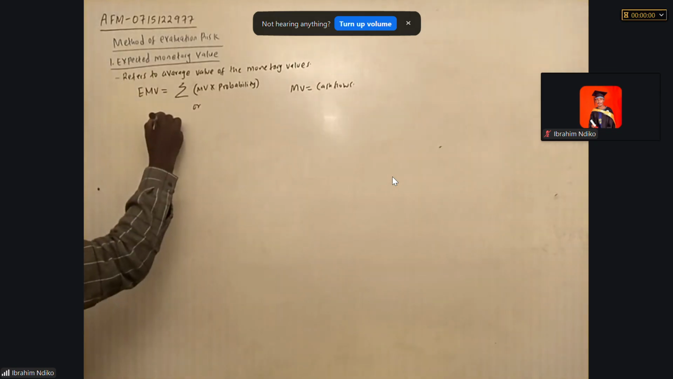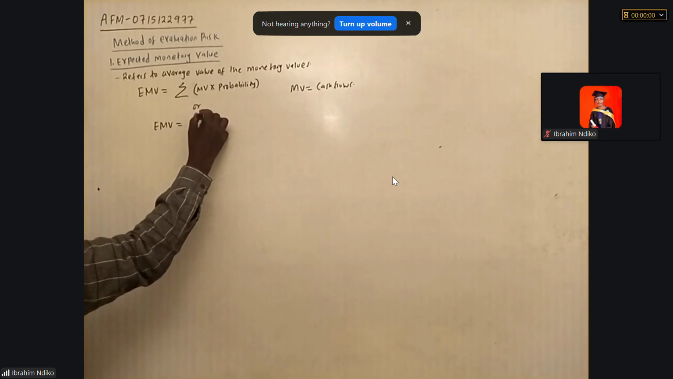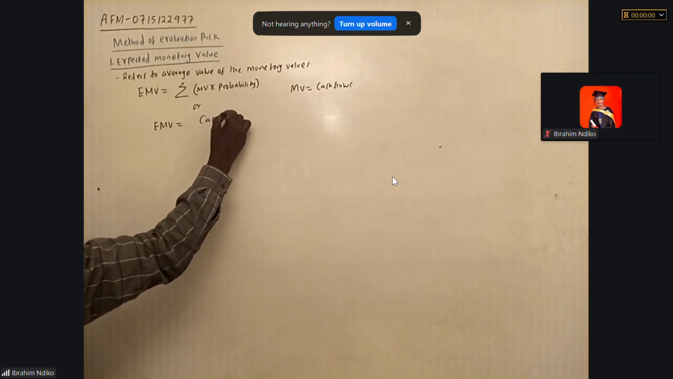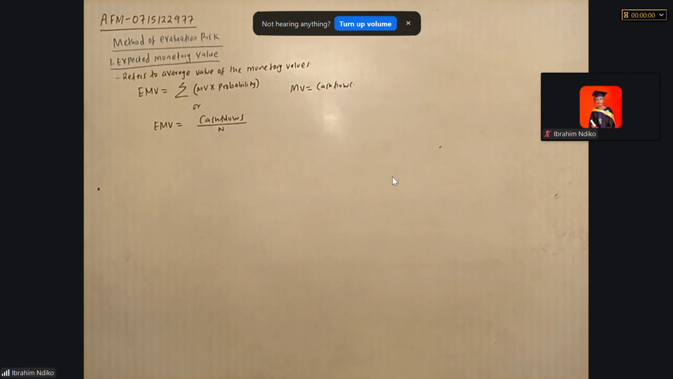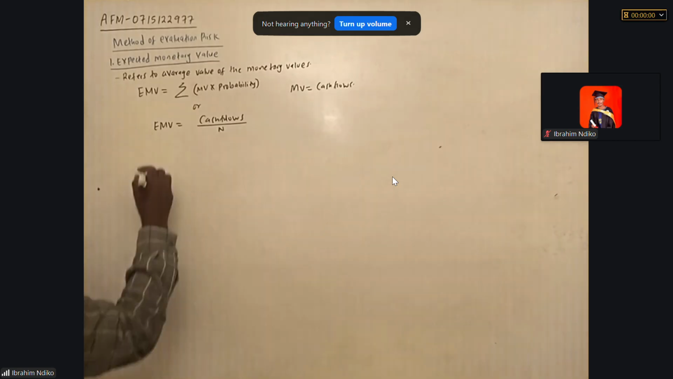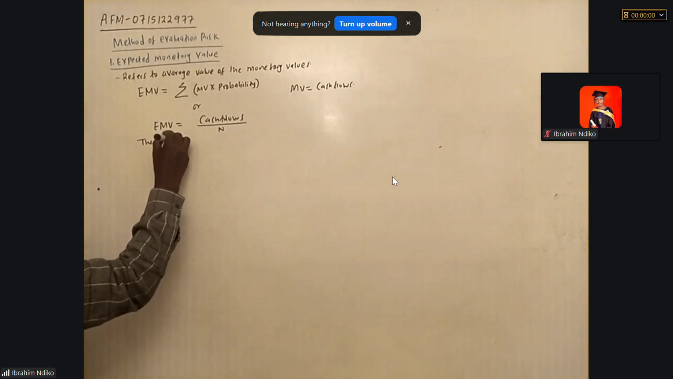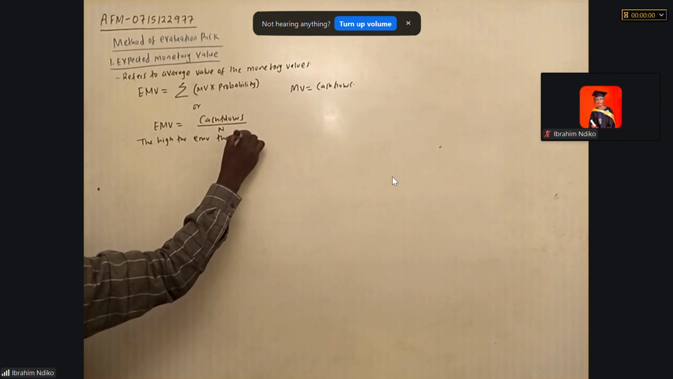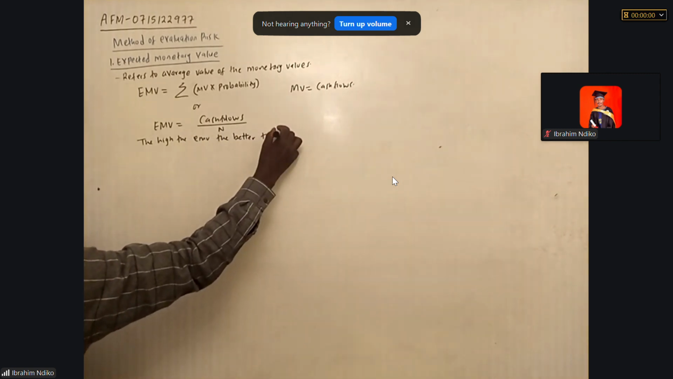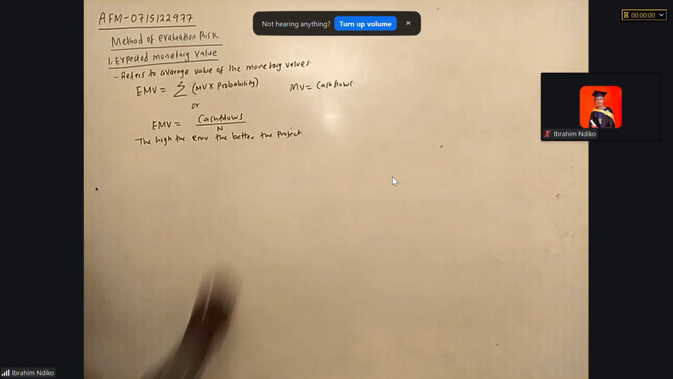Another method is you take the cash flows or the monetary value and divide by n, the number of periods. And then you can say the higher the EMV, the better the project. The higher the EMV, the better the project.